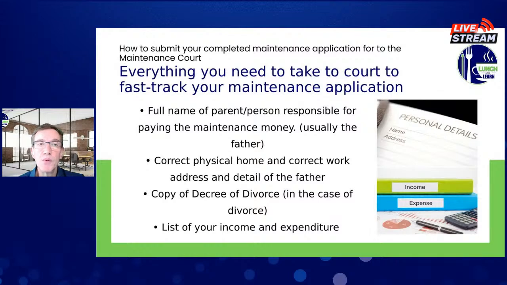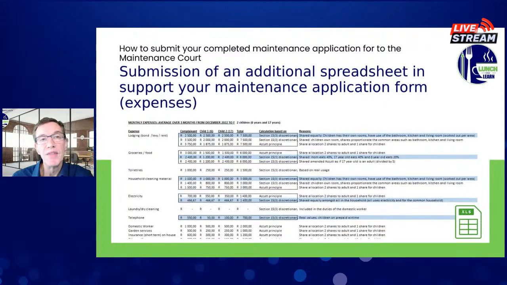And then very important is a list of your income and your expenditure. We've addressed that in previous webinars, but we'll go into some more detail. Now, I think this is quite important. It is not necessary, because the J101 form includes what you need to take to court. It includes a form, because it's a 6-page document, where you can jot down your income and your expenses, and then make the necessary split between the child and the parent or the complainant.